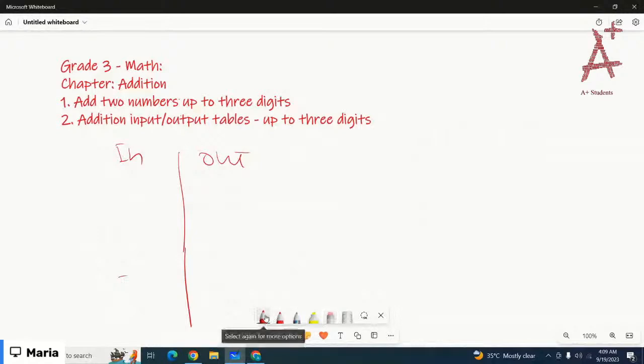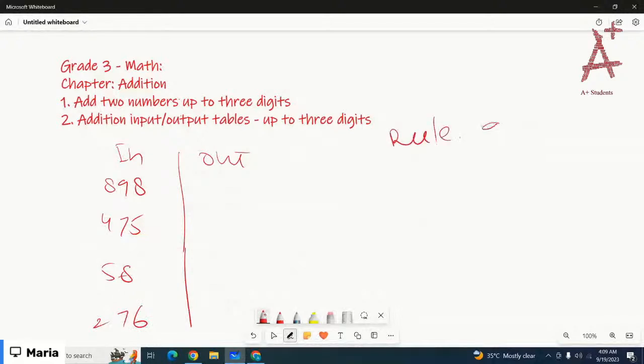Okay, the values in the input table are 898, 475, 58, 276. The rule is the same. You have to add 100 to each input value to calculate the output value, right? So how do you complete the table?